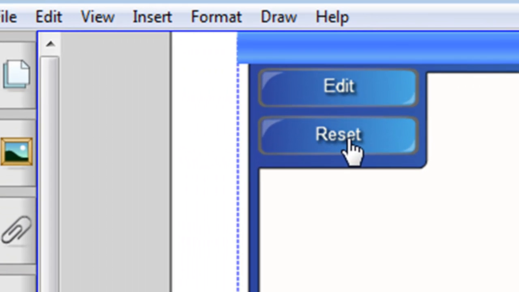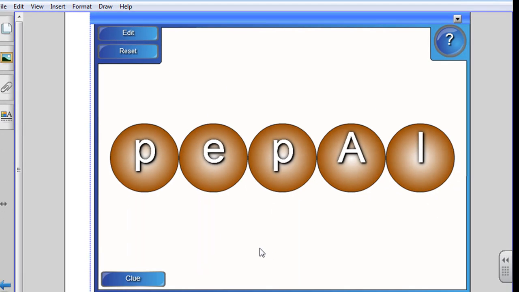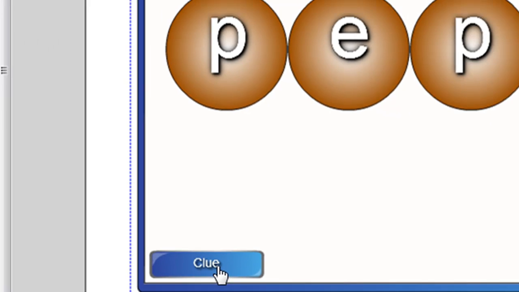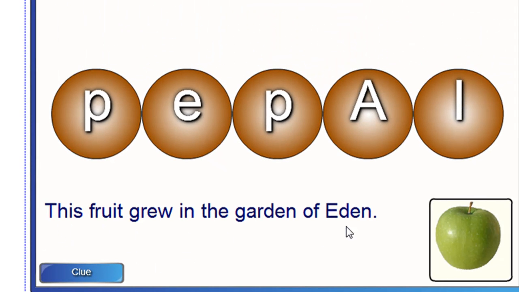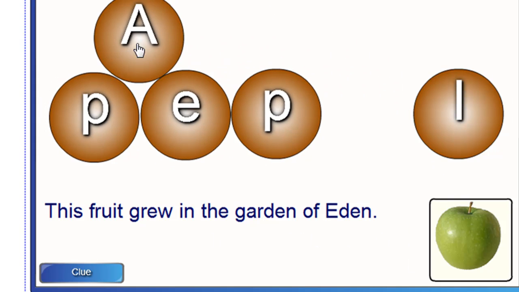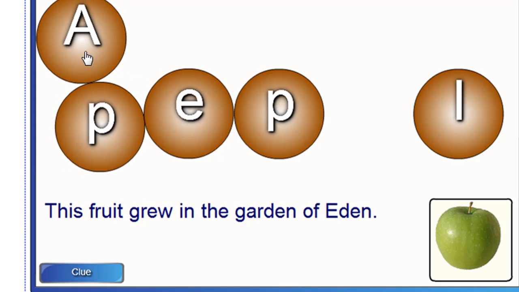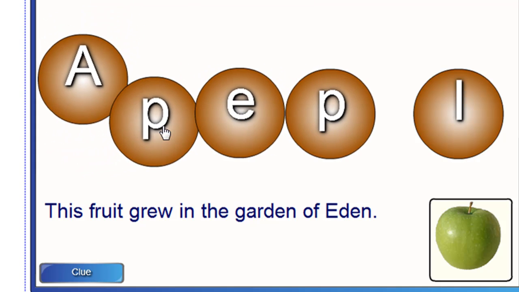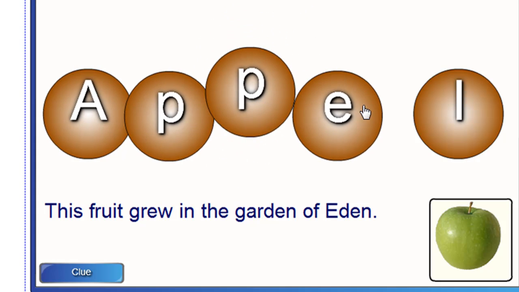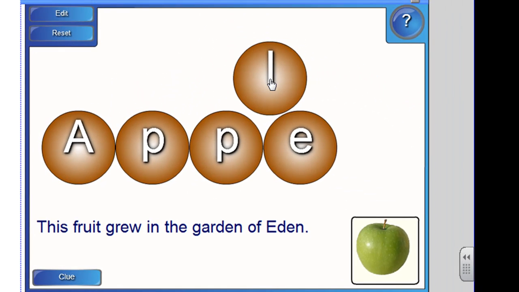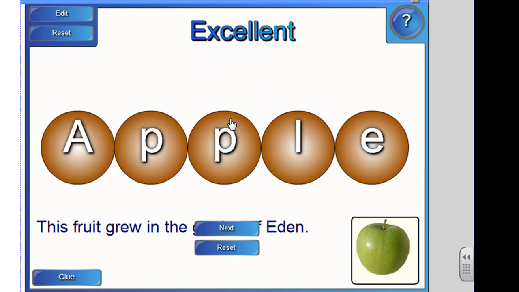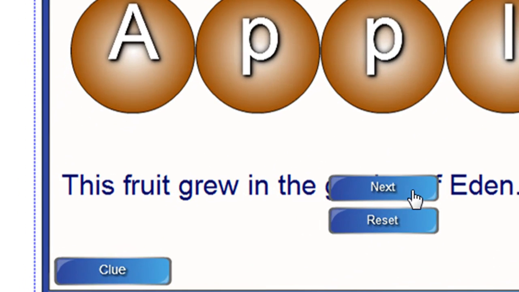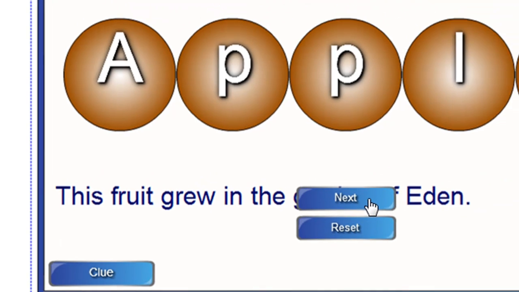I'll click on Start, and that's what the students will do, and they'll have to unscramble this to work out what the anagram is. If they want, they can click on the word clue, and this is the clue that I've typed in. This fruit grew in the Garden of Eden, and we can see it there. So let's move the A. Oops, wrong side of the P. Yep. And let's move this P over. And when we move the L into place, it'll tell us that it's an excellent effort, and it'll ask, do you want to go to the next one or reset? Let's go to the next one.